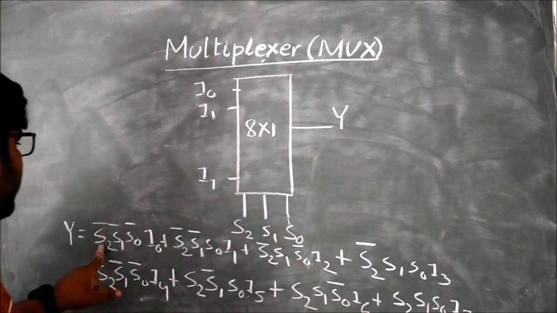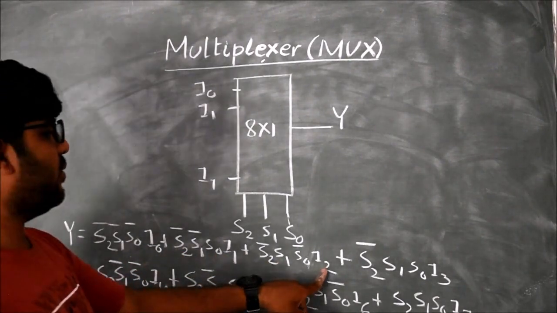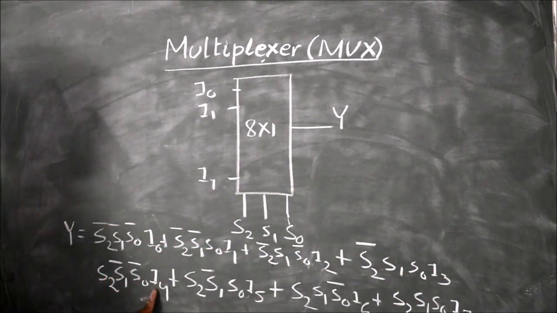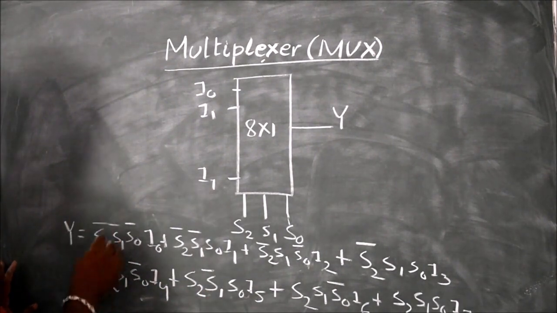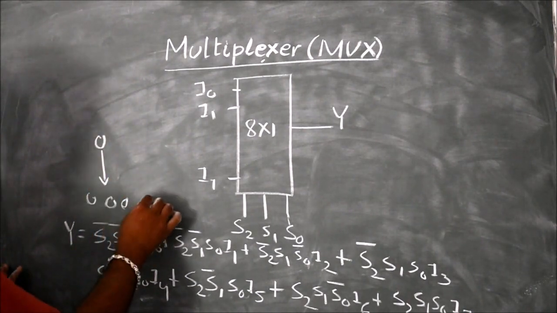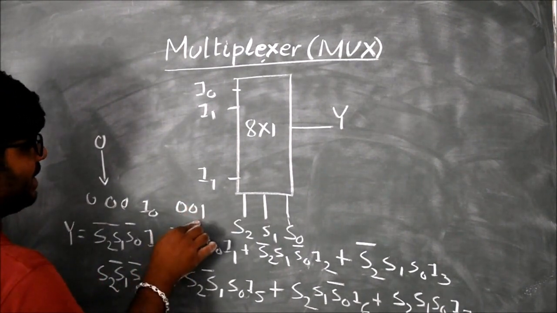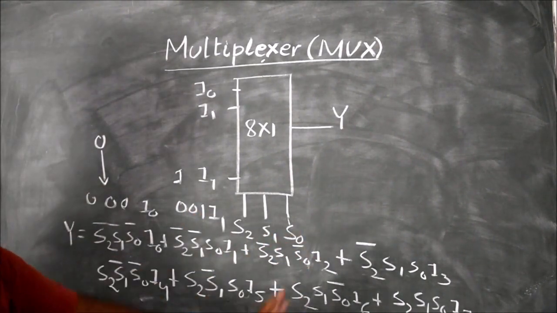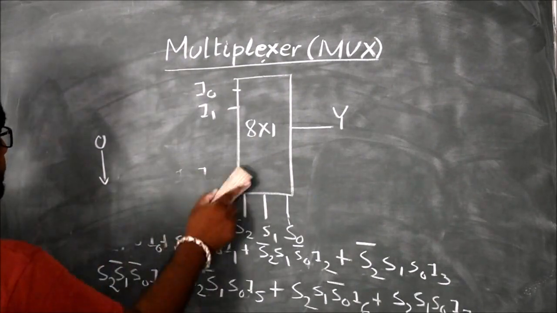It's nothing difficult. 0 0 0, I0; 0 0 1, I1; 0 1 0, I2; 0 1 1, I3; 1 0 0, I4; 1 0 1, I5. Just imagine 0 0 0 as the binary representation of 0, then write I0 here. Similarly, 0 0 1 is the binary representation of 1, so you write I1 here. Likewise, create the equations. This is the basic structure of the multiplexer.